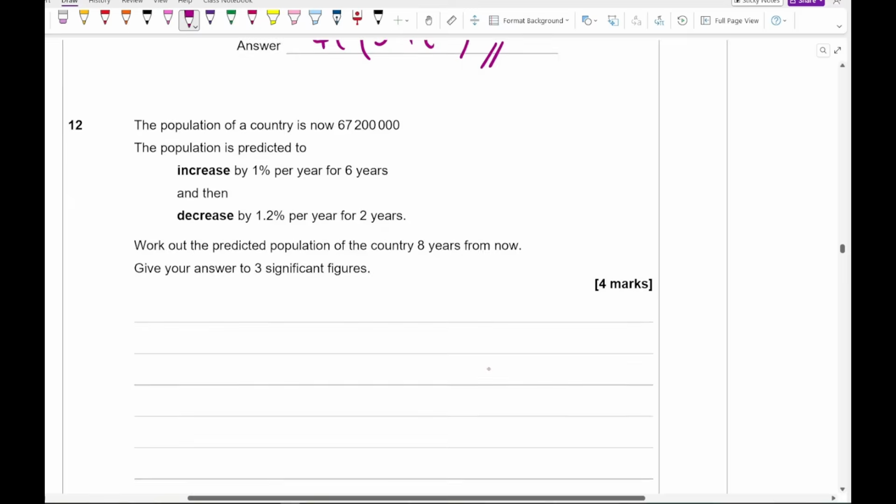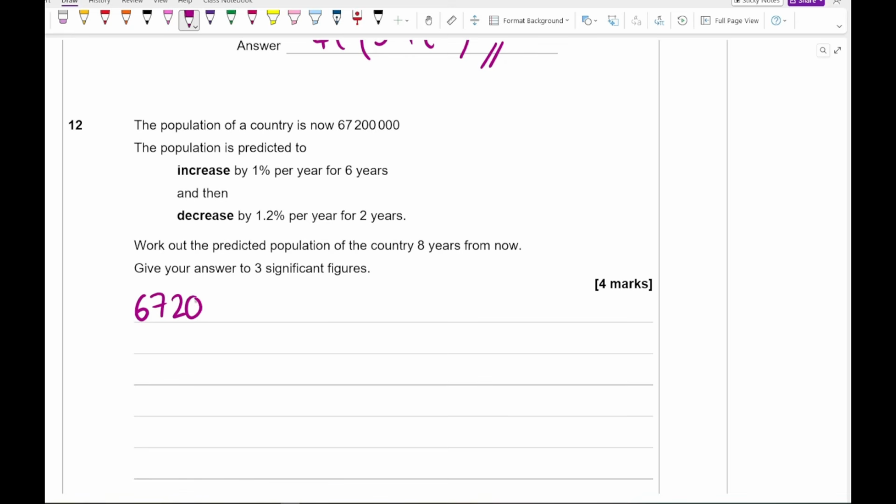Then moving on to question 12, it says the population of a country is now 67,200,000. The population is predicted to increase by 1% per year for 6 years and then decrease by 1.2% per year for 2 years. Work out the predicted population of the country in 8 years from now, giving your answer to 3 significant figures. So for this, it is a compound interest question.